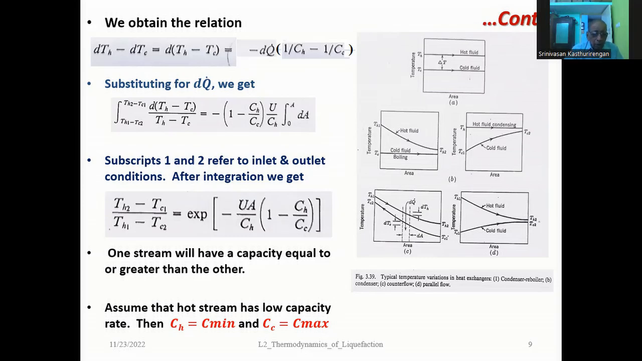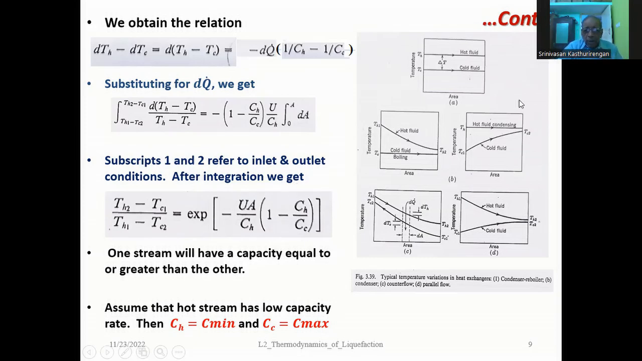Therefore, if you substitute this, then you get the integral of d(Th minus Tc) by (Th minus Tc) is minus of (1 minus Ch by Cc) into U by Ch and the surface integral of dA, from 0 to A. So after some simplification, you get the relation Th2 minus Tc1 divided by Th1 minus Tc2 is equal to the exponential of this particular term.